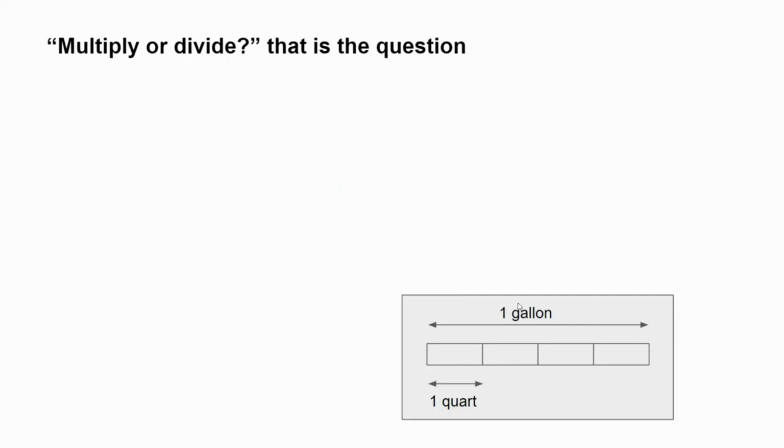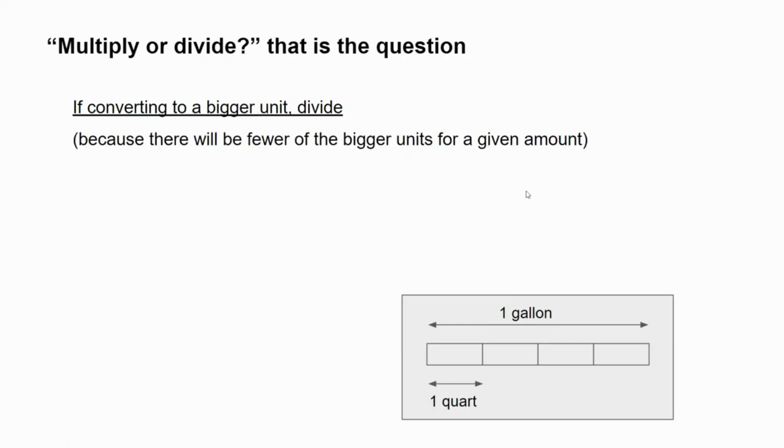Let's look at a different example. 1 gallon, 4 quarts. Quarts are the smaller unit. There are 4 of them in 1 gallon. That's what these lines are meant to indicate. Gallon is the bigger unit. Quart is the smaller unit. When we're converting from quarts to gallons, we're going to a bigger unit. We need to divide. There will be fewer of that bigger unit. So we get a smaller number by dividing.